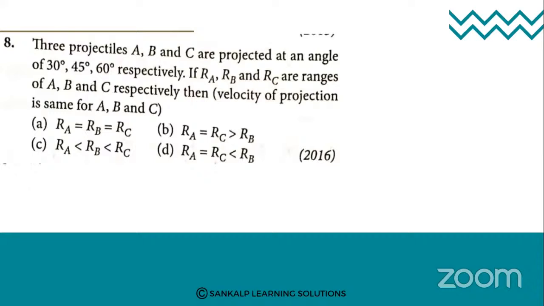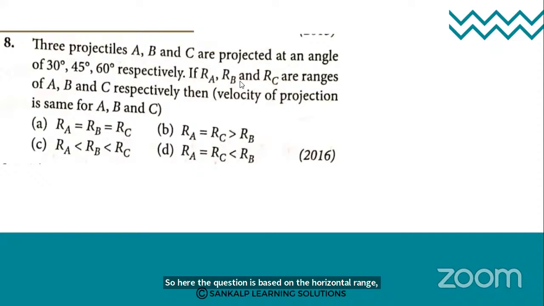See the next question here. Three projectiles A, B, and C are projected at an angle of 30 degree, 45 degree, 60 degree respectively. If RA, RB, RC are the ranges of A, B, and C respectively, then. So here the question is based on the horizontal range. The velocity of the projectile is same for A, B, and C.